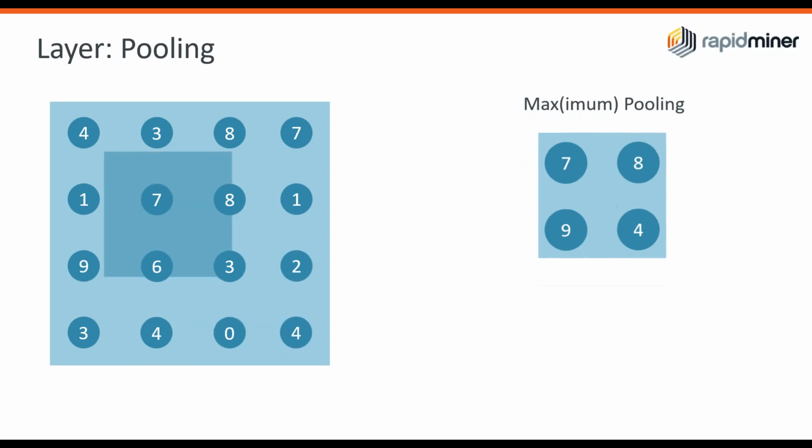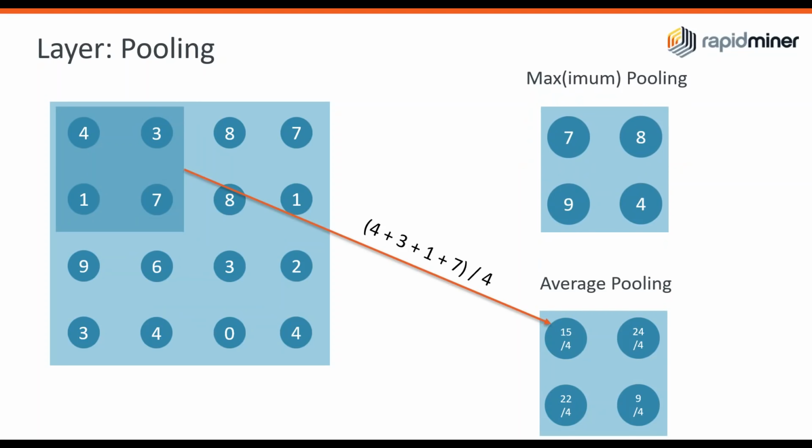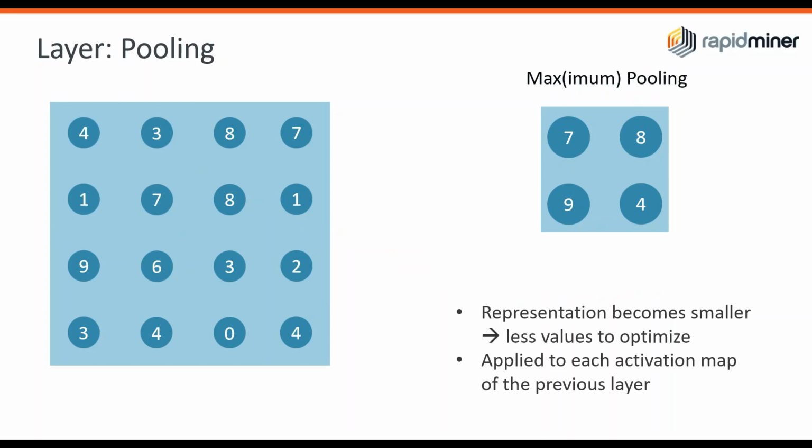Another one is to use average pooling. Here you just add up all the values of the region you're looking at and divide by the number of entries. So for the first section, you would end up with 15 divided by 4. Then you can do that for all the sections. This pooling is used to reduce the size of your layer. Before, we had a layer of size 4 by 4, and now we have a layer of size 2 by 2.